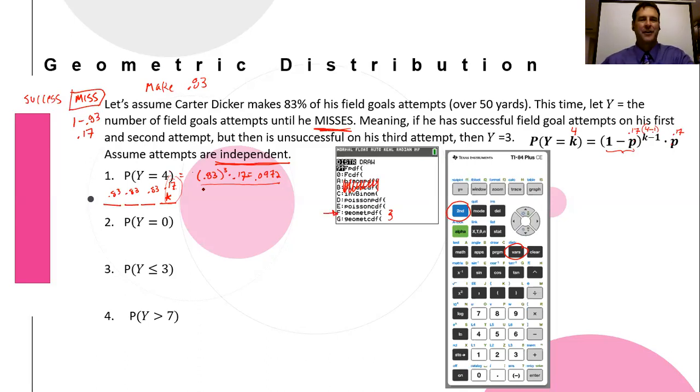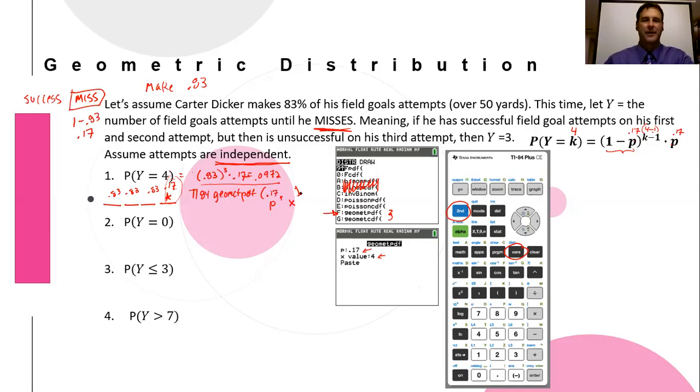Okay, and so what I'm doing here is I'm doing, with my TI-84, a geometric PDF, and I got, let's see, P and X. Okay, you're like, wow, you only need 2? Yeah, check it out. Your P for success here, again, is 0.17. And the number of values you're seeking are 4. So I'll write those in here, 0.17 and 4.